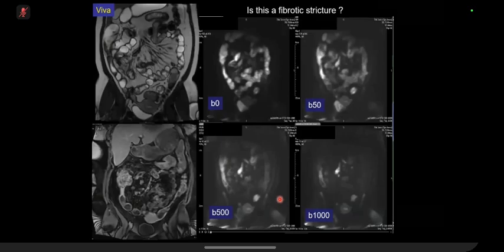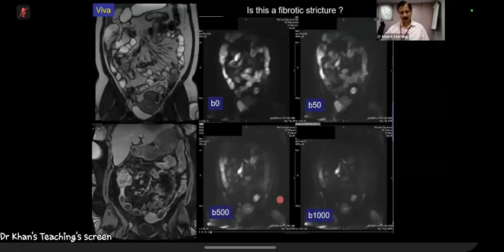Okay, this visual tract shows low signal intensity on T2. I couldn't see fair contrast enhancement, and it shows no restricted diffusion. So I think this is a fibrotic stricture.